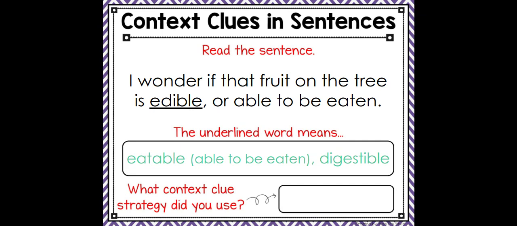What context clue strategy did you use? You probably used definition. The definition is right here in the sentence. It's, I wonder if the fruit on the tree is edible or able to be eaten. This is the definition of the word.